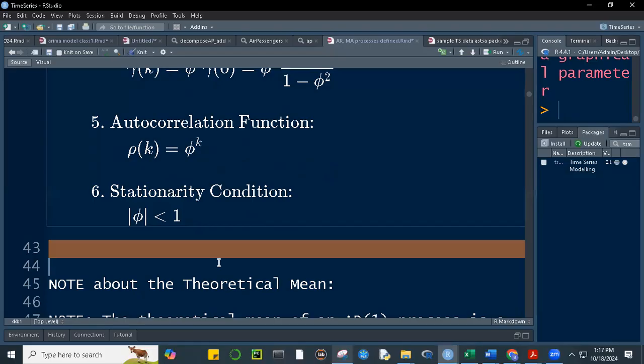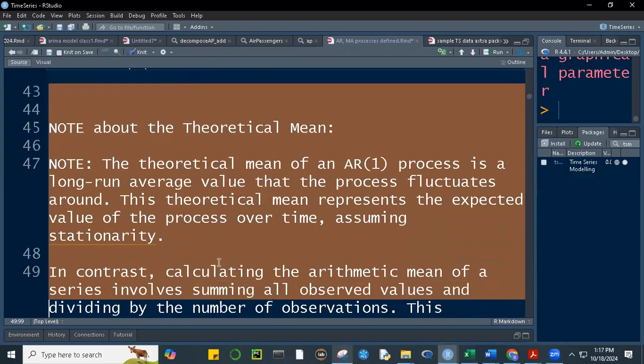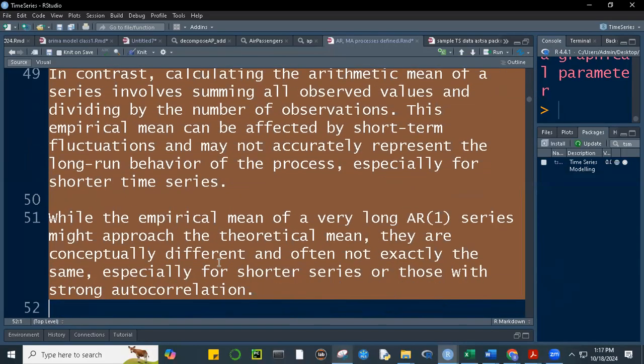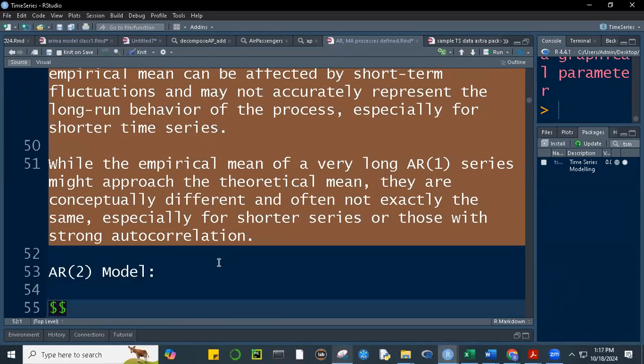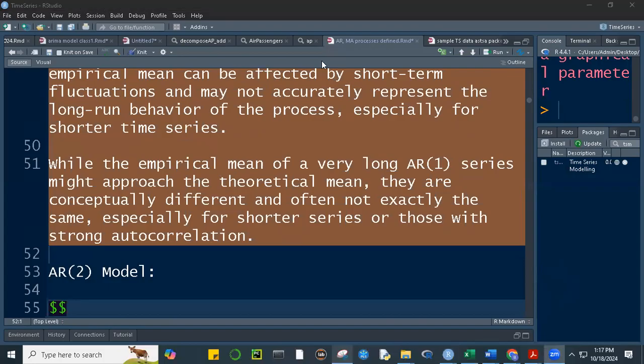Okay, so I'm not sure if I gave this note last time. I'll just share this with you. Just a few notes about the theoretical mean.